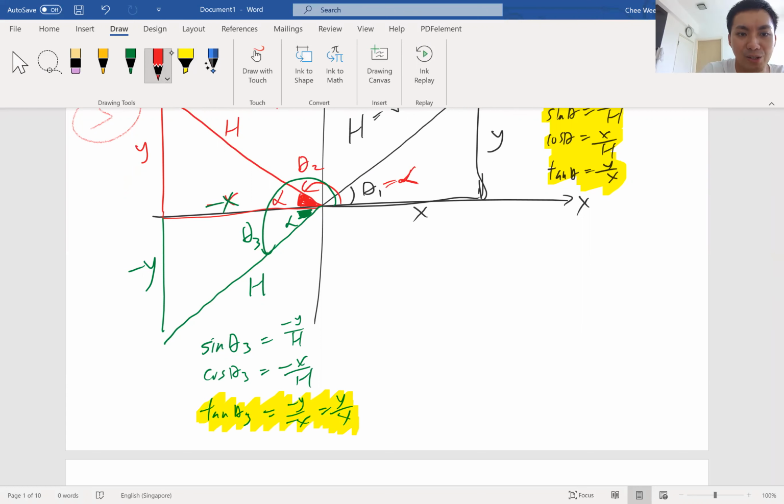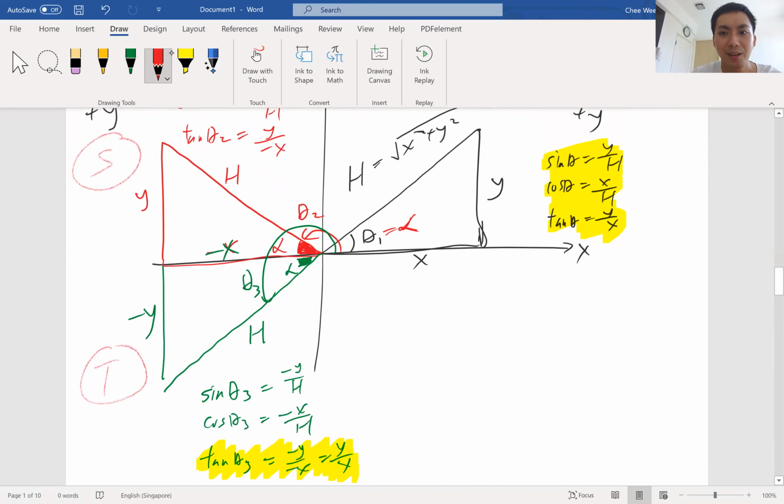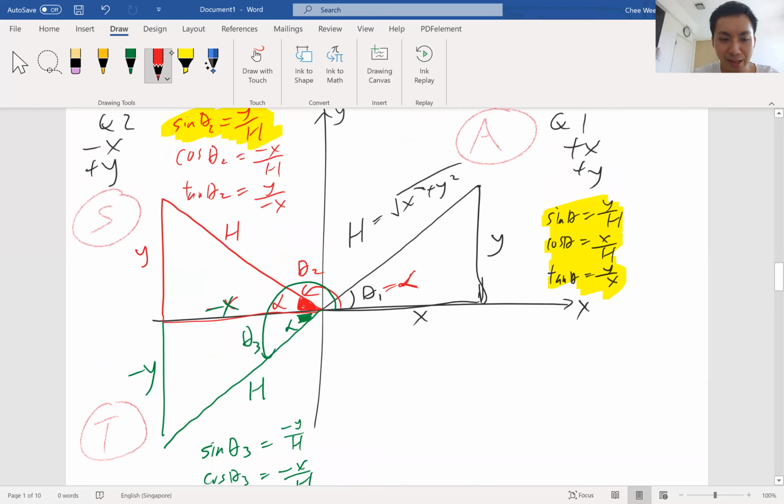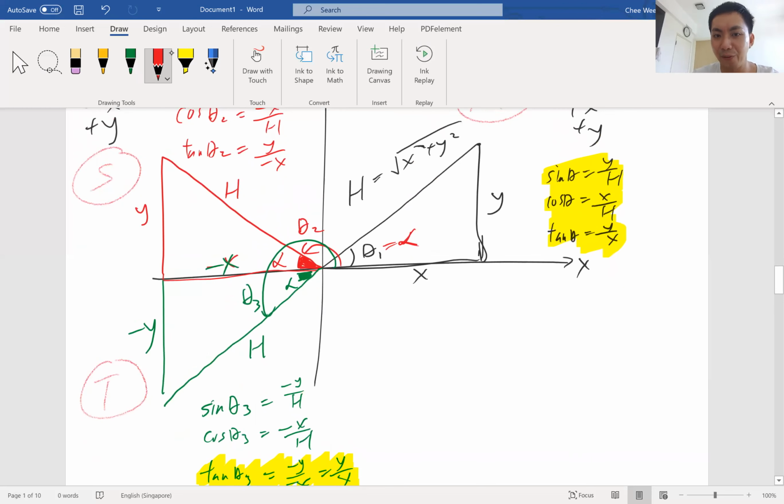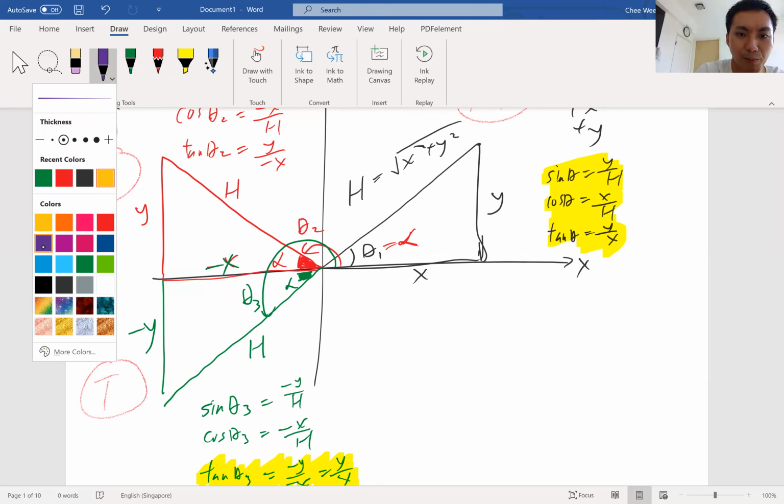So this quadrant has a short form T. Only tangent is positive. Okay, so when I have all, I have sine, I have tangent. So it's clear that the fourth quadrant must be cosine. And just to complete the derivation, I'll go to the purple pen.